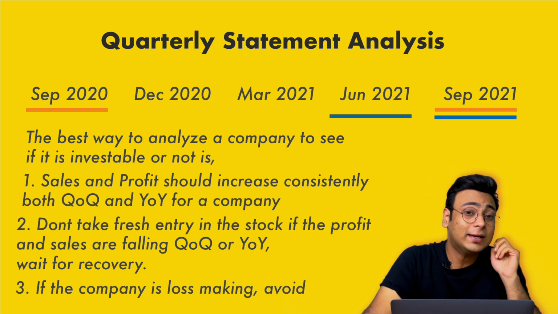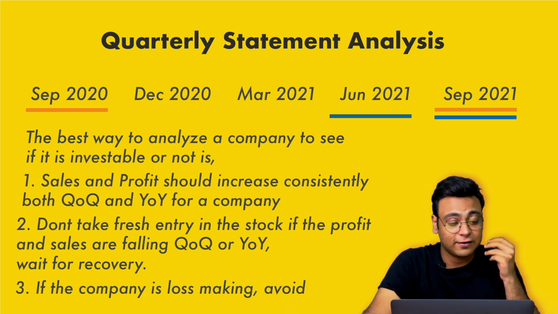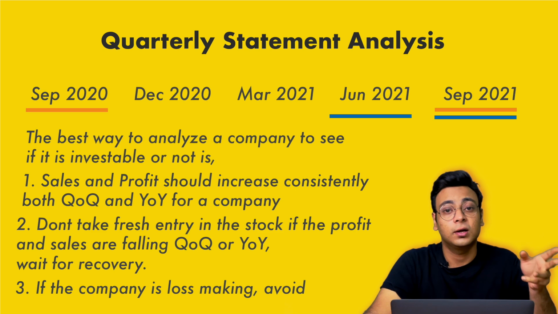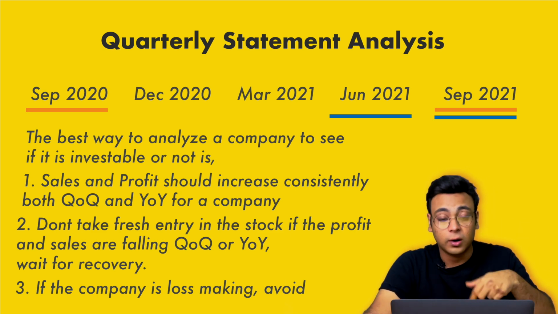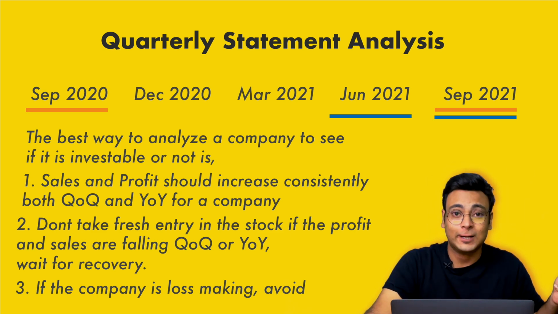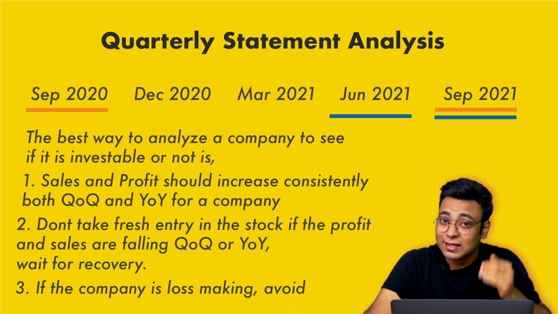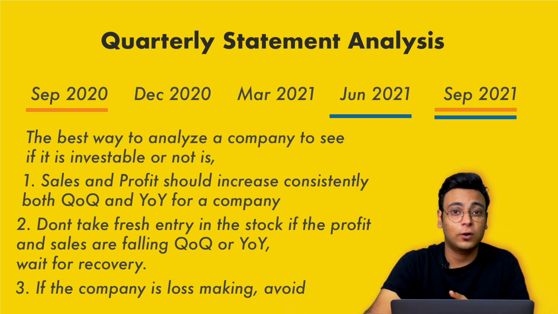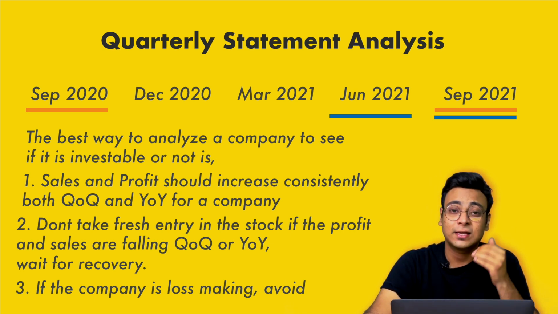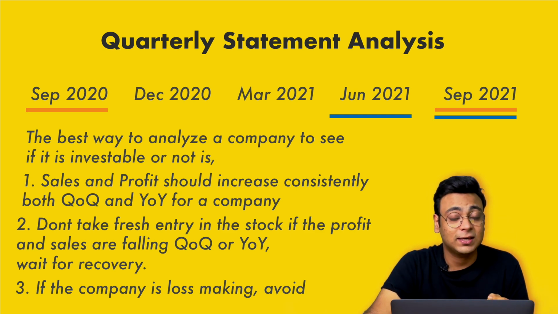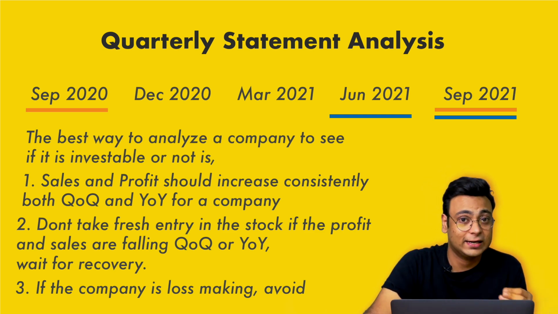Second, don't take fresh entries in a stock if the profit and sales for a company quarter over quarter, like September to June, or year over year, like September to September, is falling. I'll show you examples right after this, that if the sales or profit are falling, the company's share price will also fall.